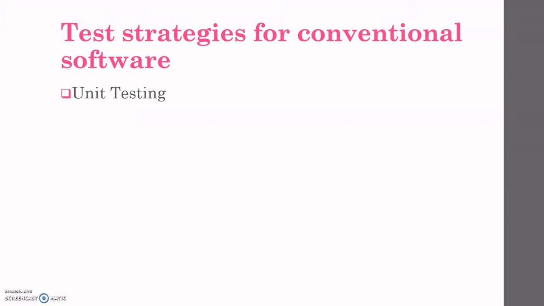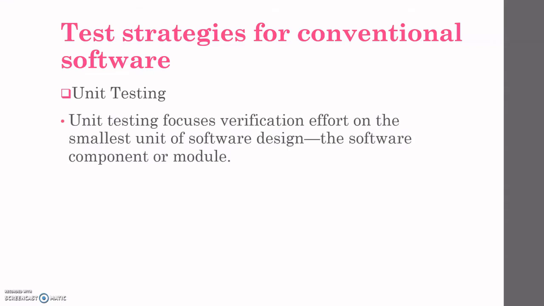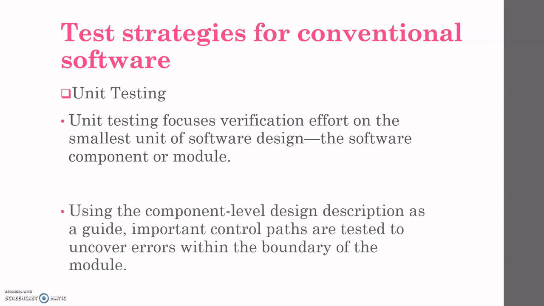So the first testing we are doing is the unit test. That is, the module interface is tested to ensure that information properly flows into and out of the program unit under test. So unit testing focuses verification effort on the smallest unit of software design, that is the software component or module. Using the component level design description as a guide, important control paths are tested to uncover errors within the boundary of the module.